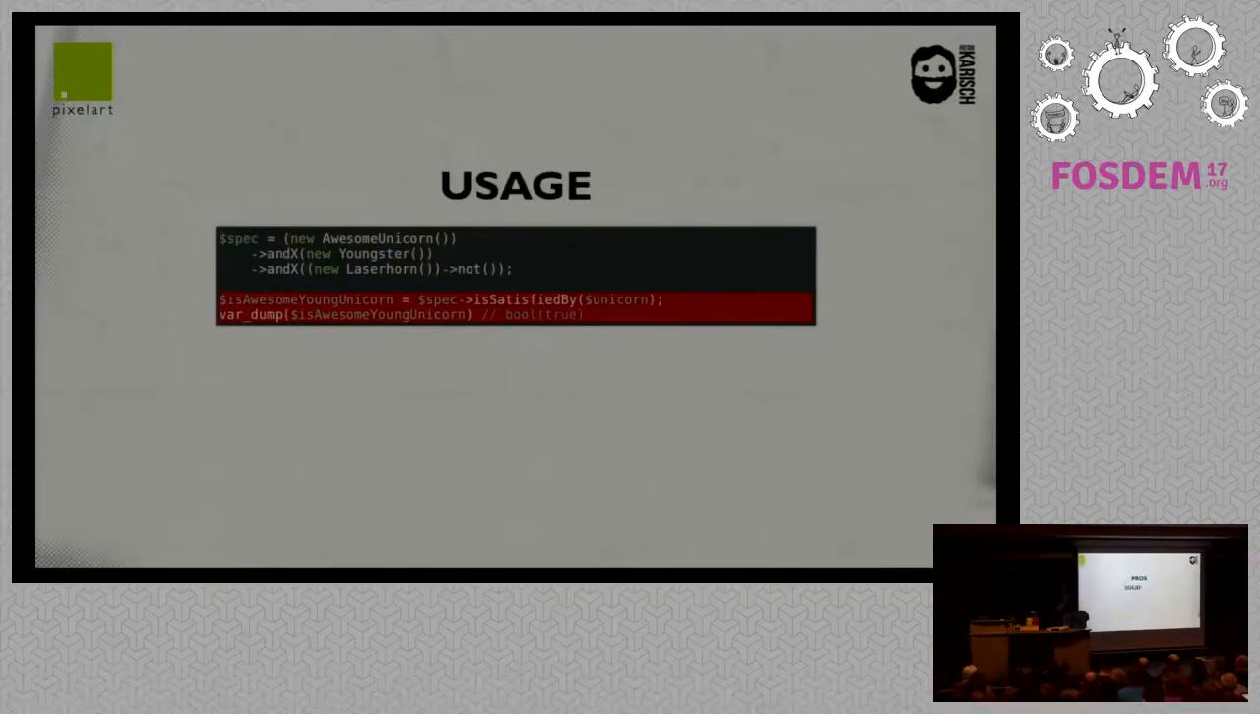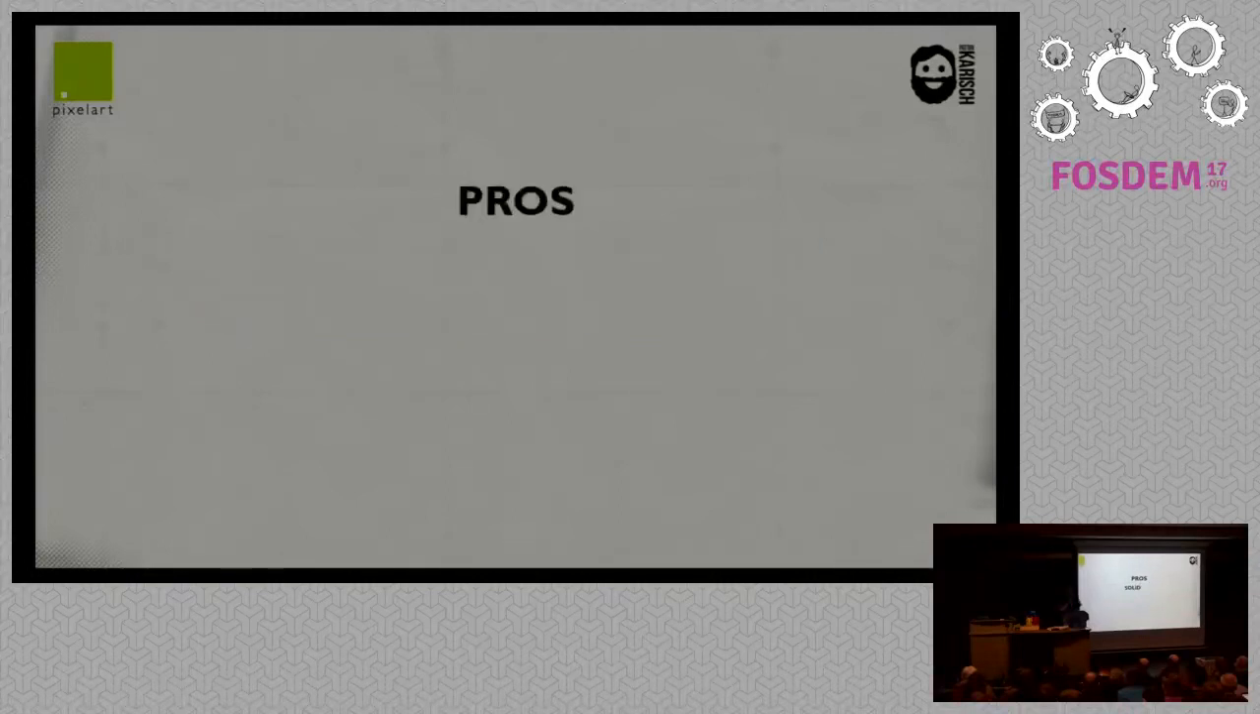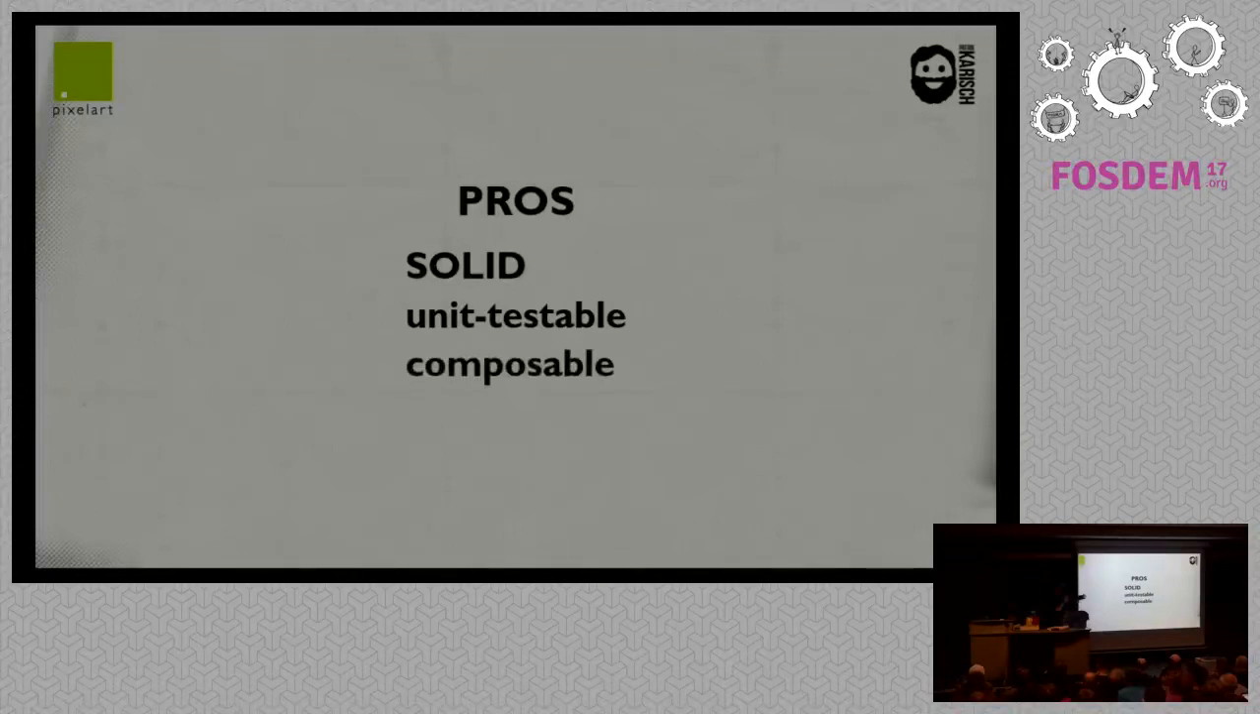Yeah, the pros of this. It's solid. It's a simple class. It's reusable. It is separated from the repositories. It's separated from your models. It's unit testable. Does anyone disagree with that simple class? It's unit testable. And, of course, composable. Maybe you're asking why we should add andX, orX or not methods. We could do this outside with an if too. Yeah, it depends how you like it.